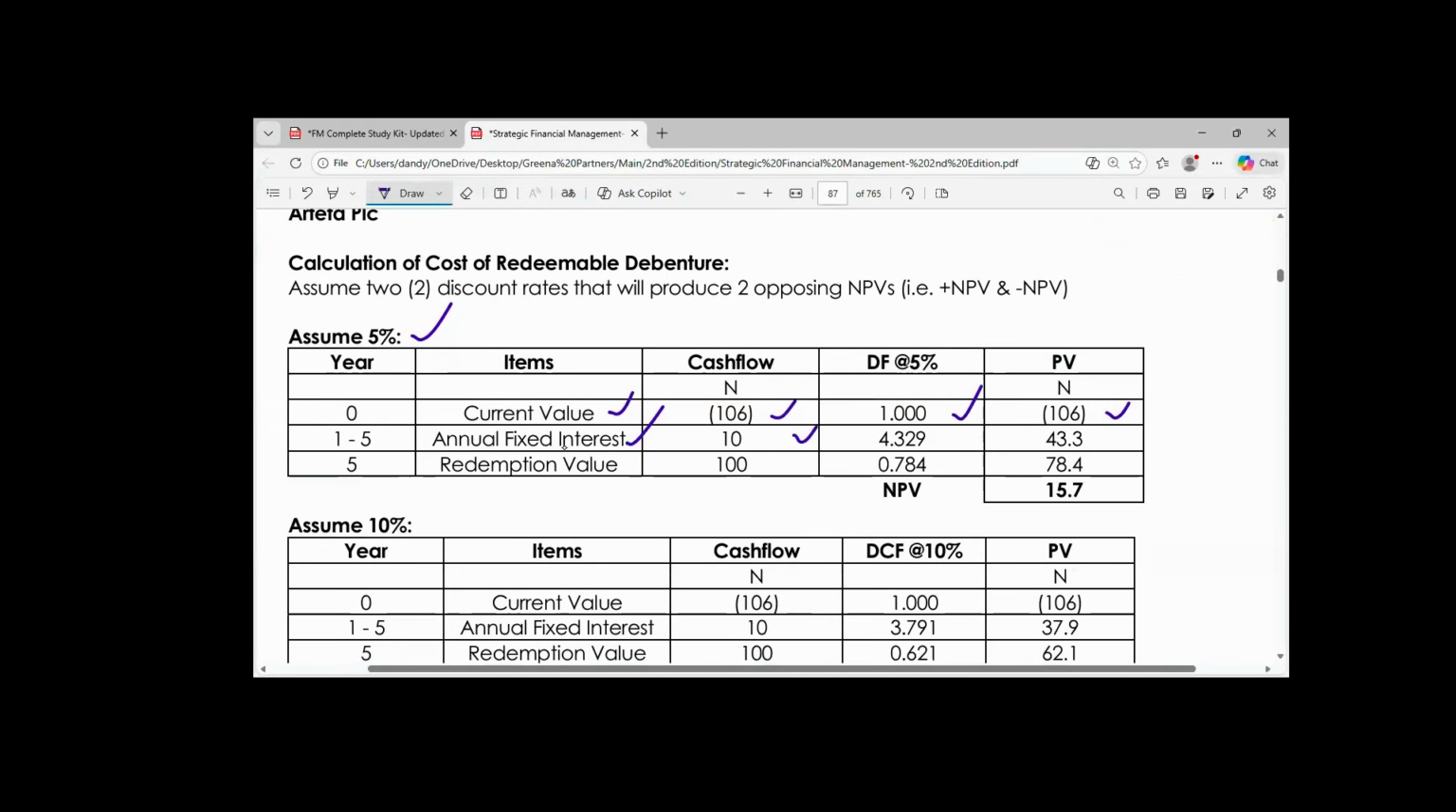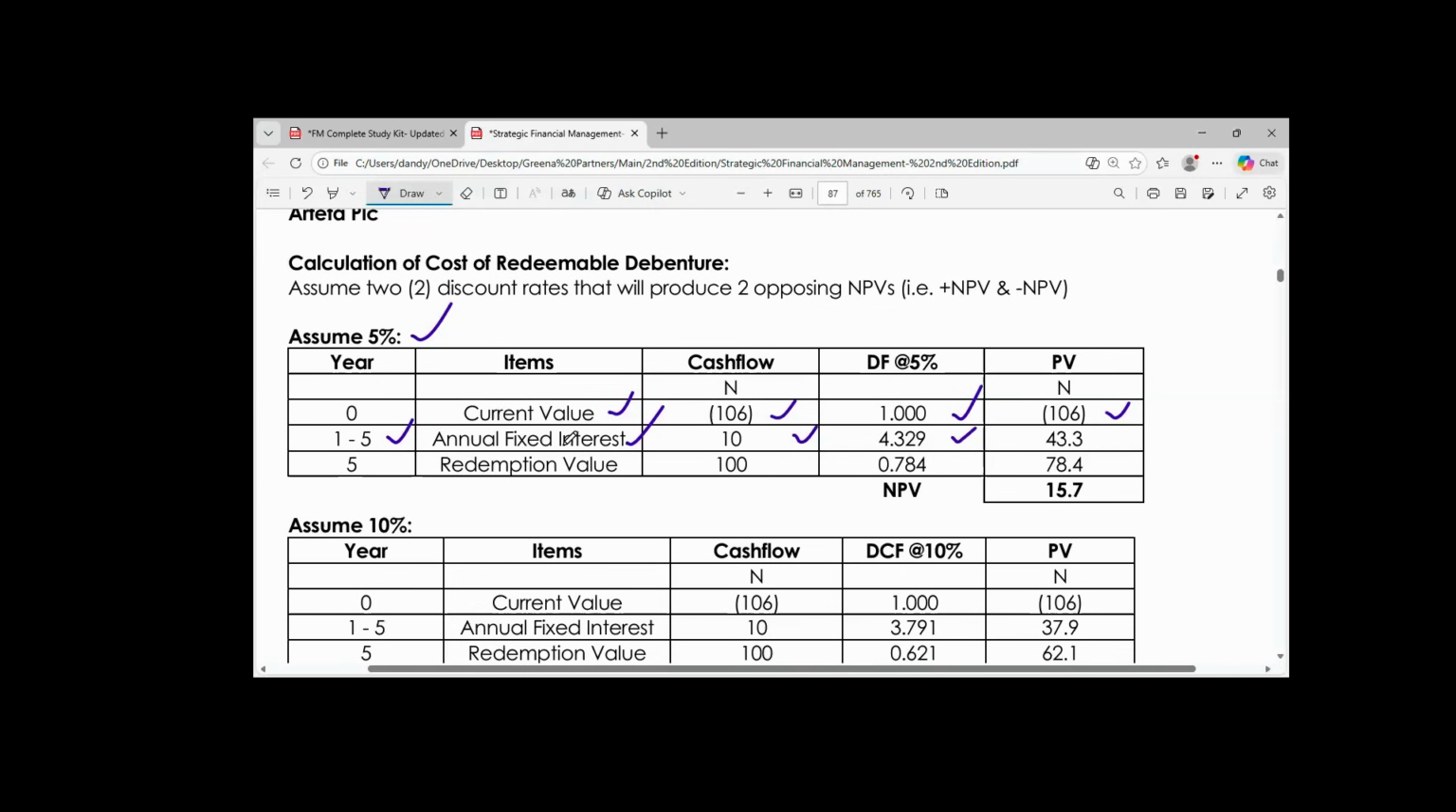Okay? So because this 10 naira is constant, that's why we need to calculate the annuity factor of year 1 to 5. So the annuity factor of year 1 to 5 will give us 4.329. All right. So when you do that, you then multiply with the cash flow of interest. 10 multiplied by 4.329 will give us 43.3. You can just round it up, which is 43.